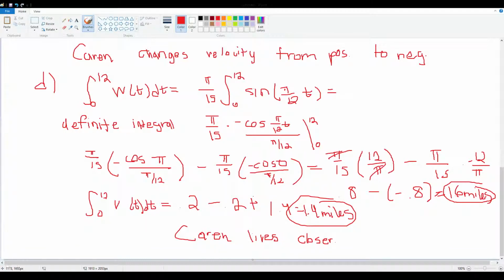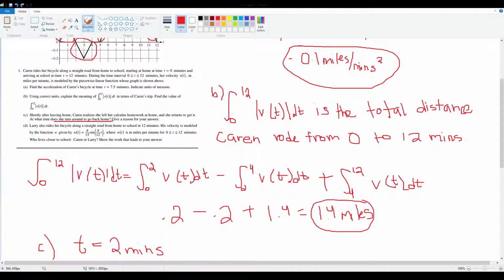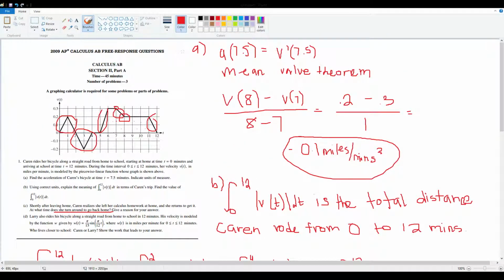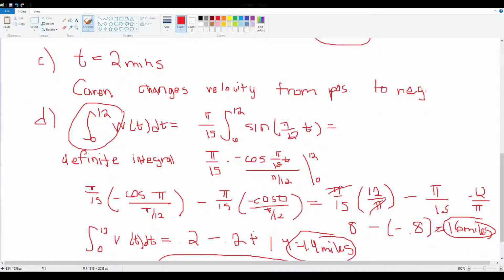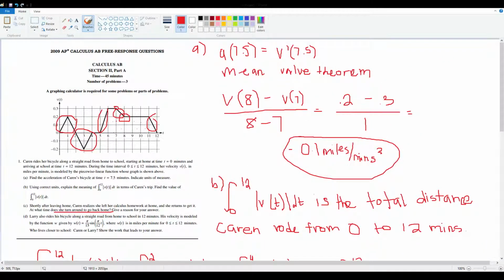And that's worth 3 points. The points come from using integrals, and also the value of Larry's, 1.6 miles, and that's 2 points right there. And the last point is Karen's distance from the school and your conclusion: Karen lives closer. So overall, it's all worth 9 points. Part A being 2 points, B being 2 points, C being 2 points, and D being 3 points. And there you go.